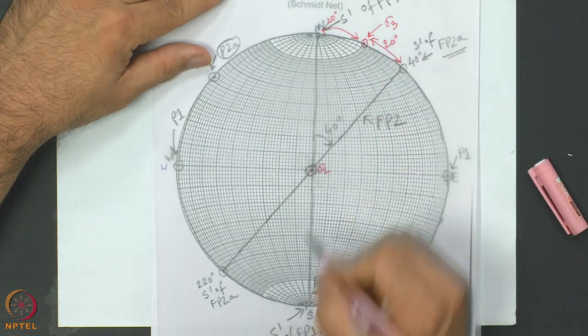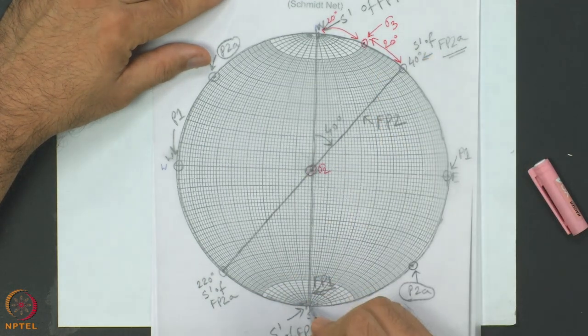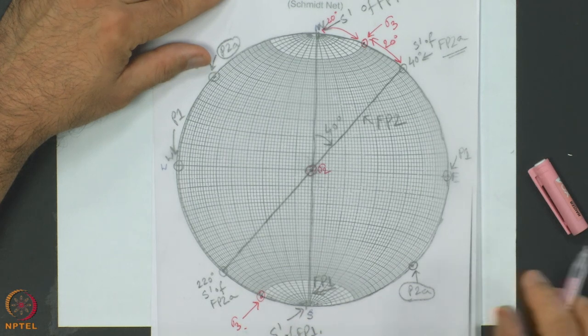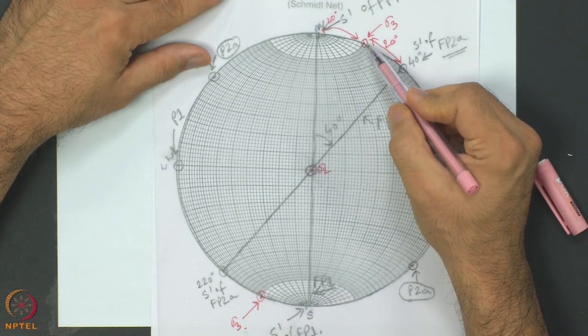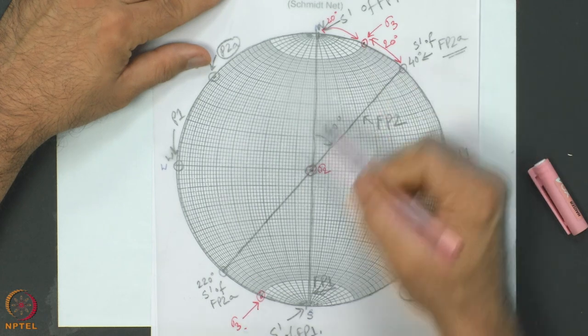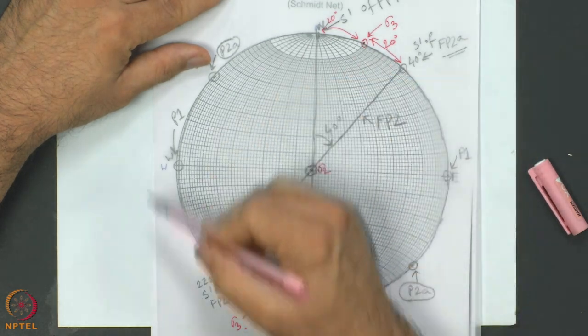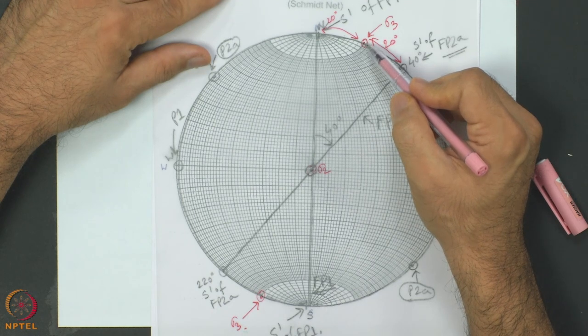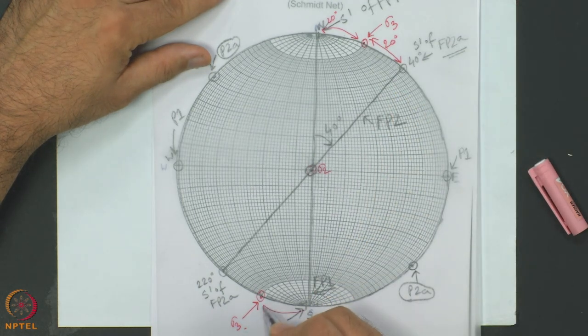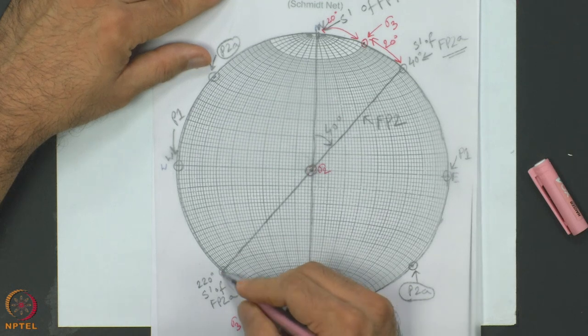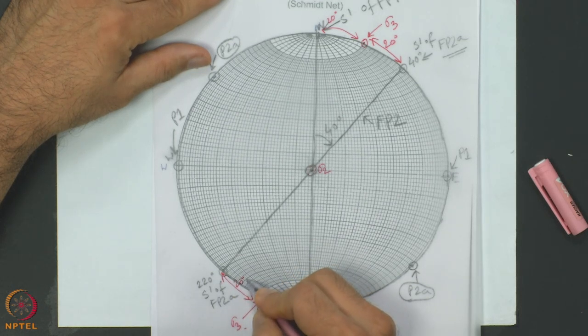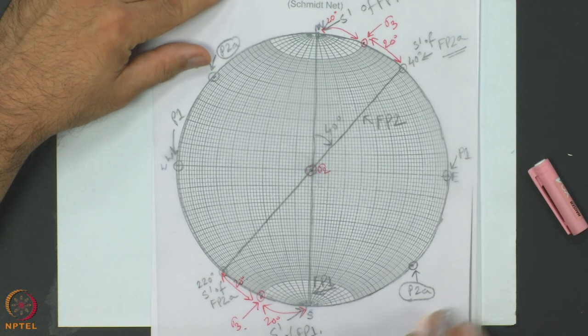Where else is it located on the stereo net? This is 10, 20, 30, 40. So in between 10, 20, this point represents your sigma 3 principal stress axis. Since the sigma 3 principal stress axis is a horizontal line, it should plot at two places on the periphery of the stereo net. That has been shown. So I can mark here, this angle is 20 degree and that angle is 20 degree. In this way sigma 3 has been plotted.